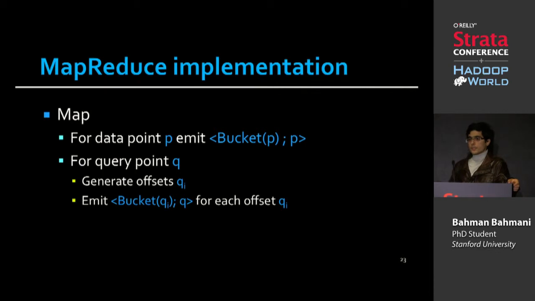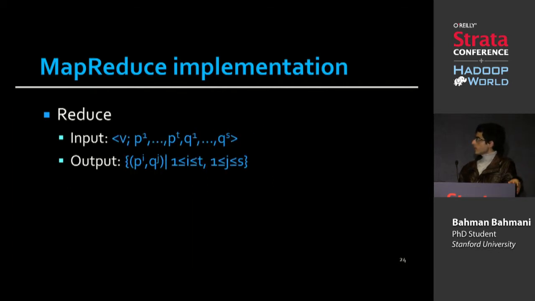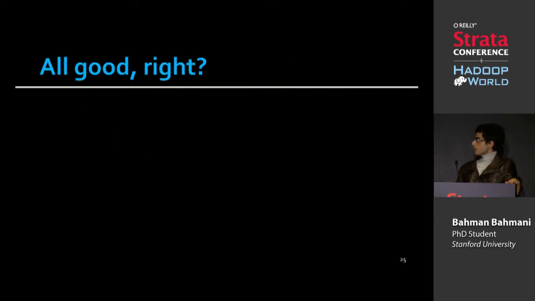So let's see how we can implement this on MapReduce. The way we can implement it is the following. For a data point P, we just emit the bucket of P and P as a key value pair. For a query point Q, we generate all of these offsets, which are like random points around Q. And for each offset Qi, we output bucket of Qi and Q. Okay? And then what the reducer receives is that for each bucket value V, it receives all the data points whose bucket is V, and all the query points which have at least one offset whose bucket is V. And then the reducer just outputs the pairs of these data points and these query points as candidate pairs for similarity search. So very simple algorithm.